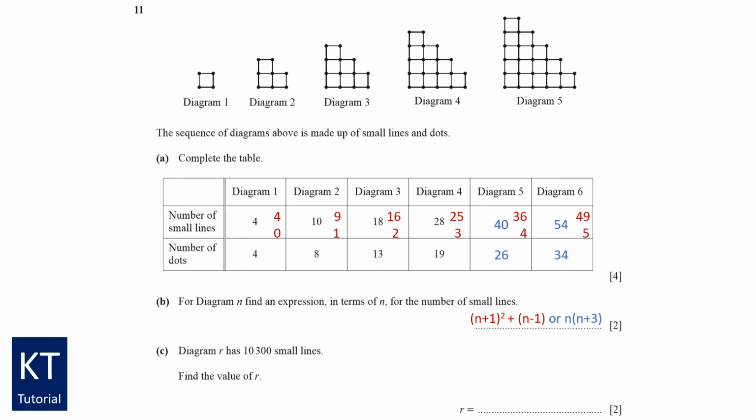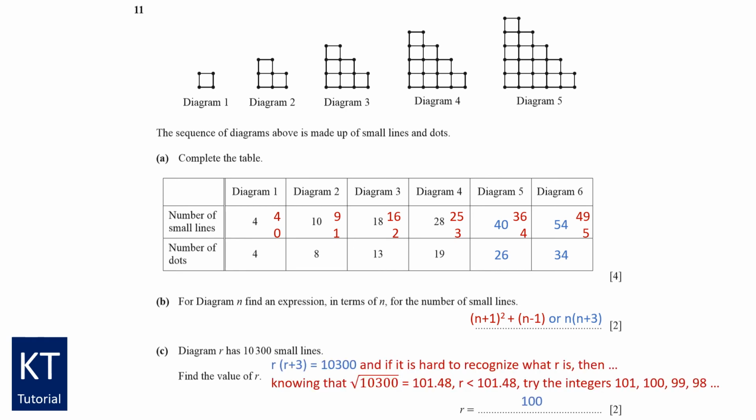Next, diagram R has 10,300 small lines. Find the value of R. In a way, the question is saying R times R plus 3 is 10,300. And it remains hard to recognize that R is 100 here. You would apply the knowledge that the root of 10,300 being equal to 101.48, R has to be a number that's smaller than this. So you get on to try the integers from 101 downwards in decrements of 1.